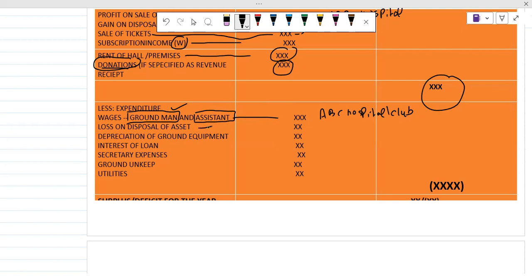And loss on disposal. I think it is very easy. You can easily pick up how it can be our expenditure. Okay, so after that, depreciation of ground equipment.